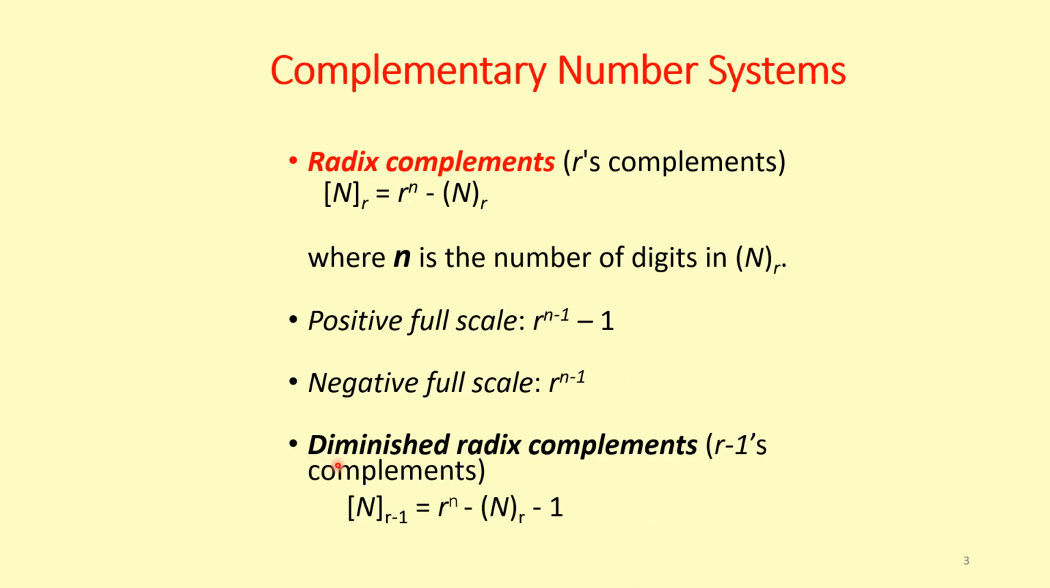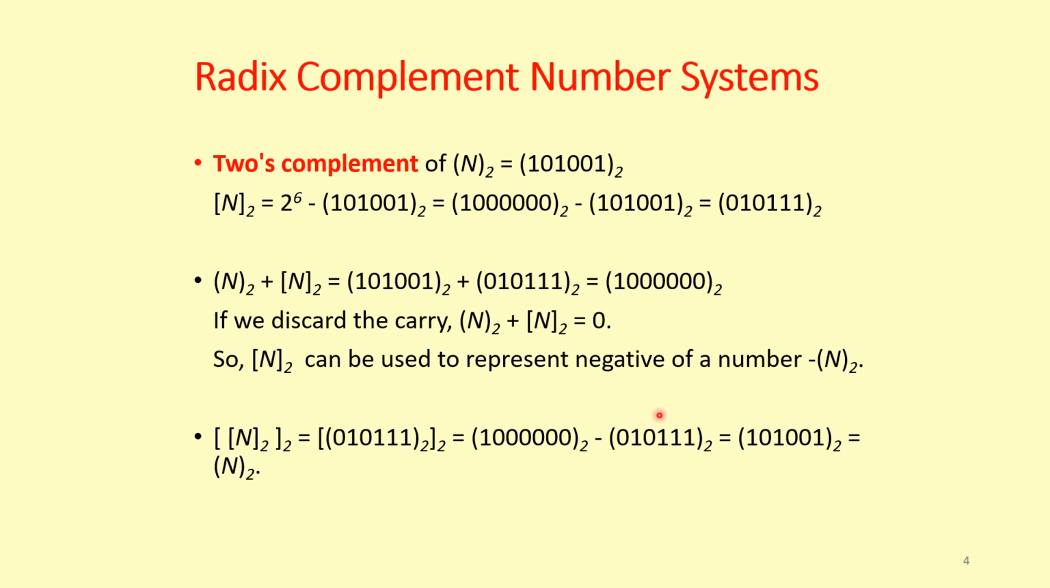You also heard about 1's complement numbers. This is called the diminished radix complement, or r minus 1's complement. So if r is 2, for binary numbers, the 1's complement will be r to the power n minus the number minus 1. That will be the complement of a number. So let's see it with some numbers itself.